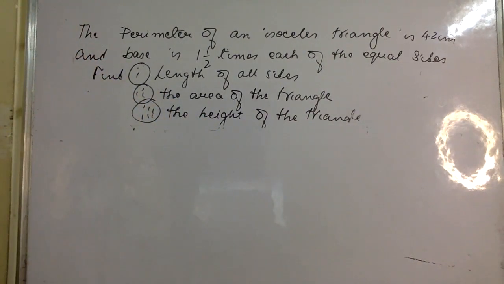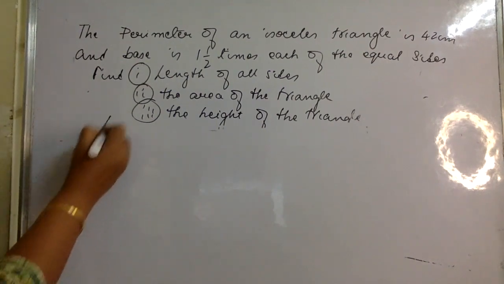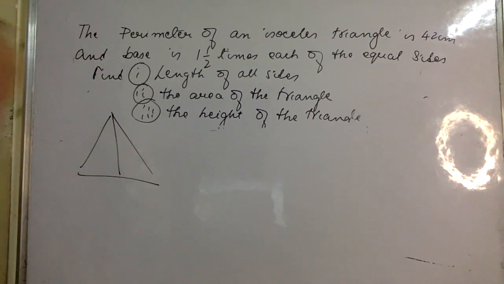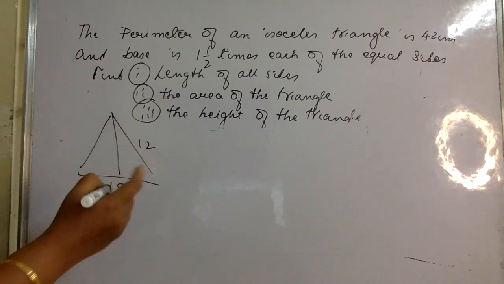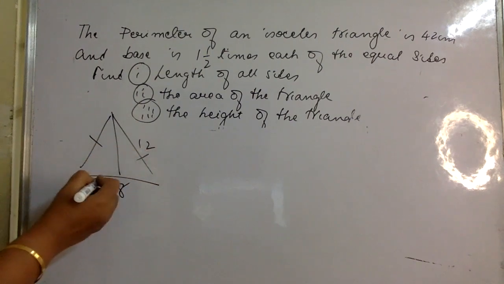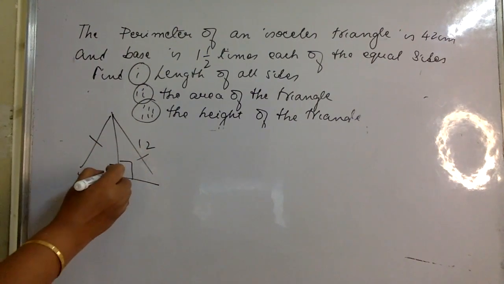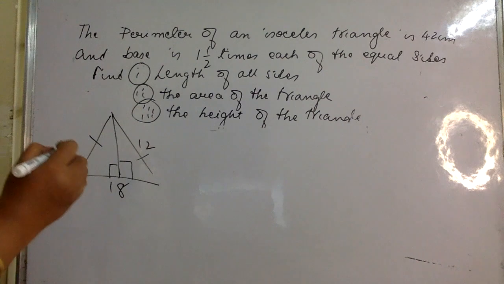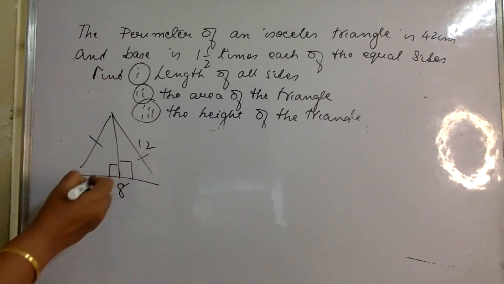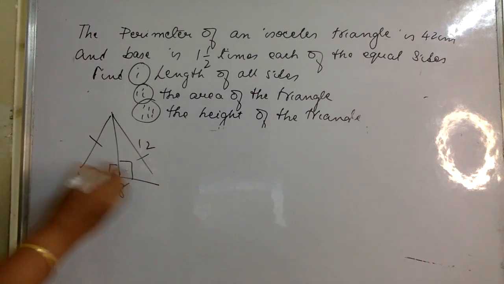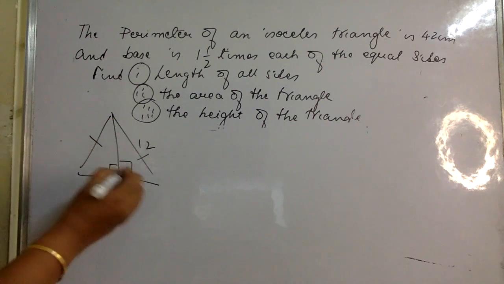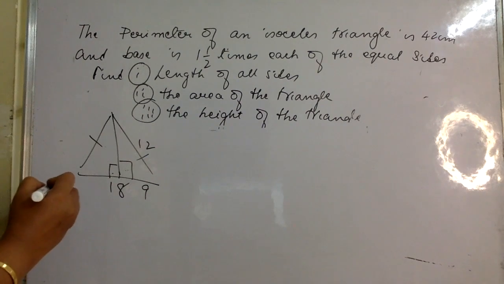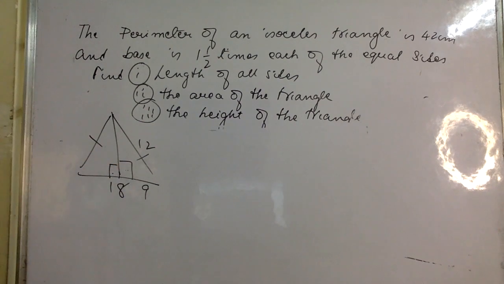For the height of the triangle, this is what your triangle was, and this was an 18, this was a 12. You need this height. Remember, in an isosceles triangle, this is equal to this. If this is the height, then find the height of the triangle. Here, if this is 90 and 90, by RHS congruence we can prove that these two triangles are congruent. Therefore, this is 9. By Pythagoras also we can find the height of the triangle.